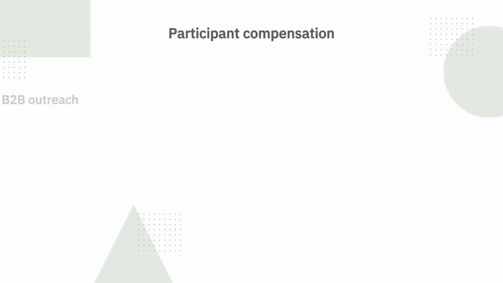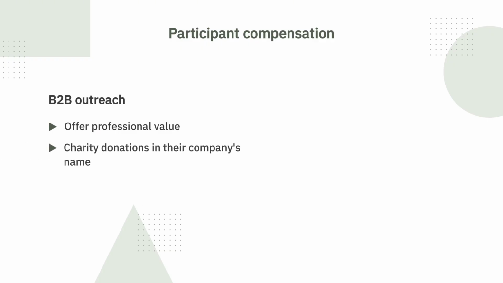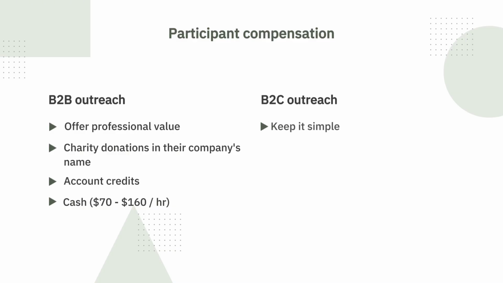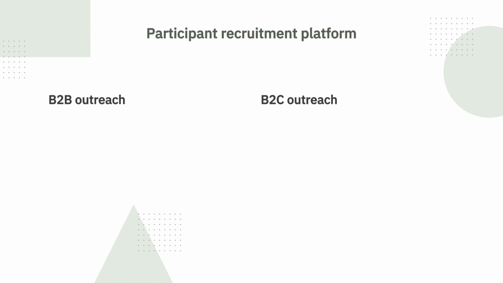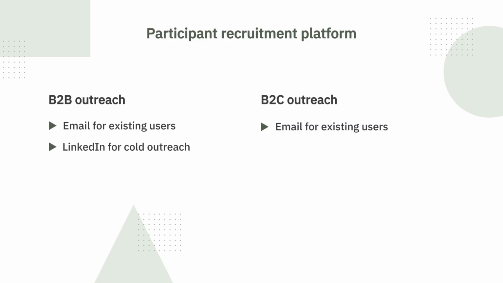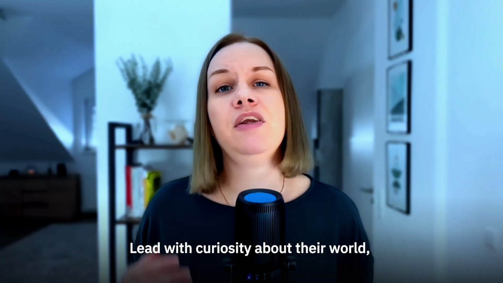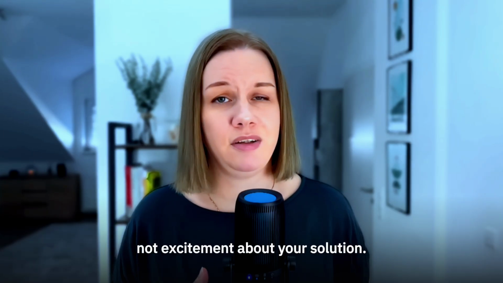In terms of compensation, here is what works for different situations. For B2B outreach, offer professional value. This could be charity donations in the company's name, account credit, or cash, around $70 to $160 per hour. For B2C outreach, keep it simple. Could be gift cards, early access to some features, or small cash payments, $40 to $80 per hour. And platform-wise, email works best for existing users. For cold outreach, LinkedIn for B2B, and community forums or social media for B2C. But remember, lead with curiosity about their world and not excitement about your solution.